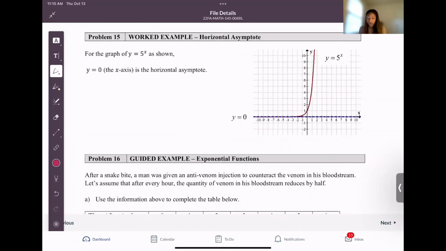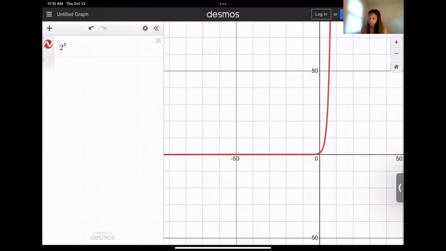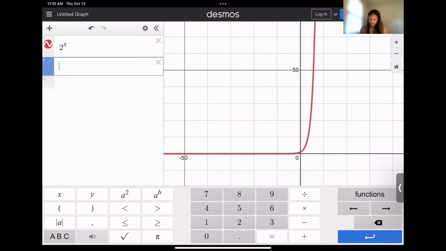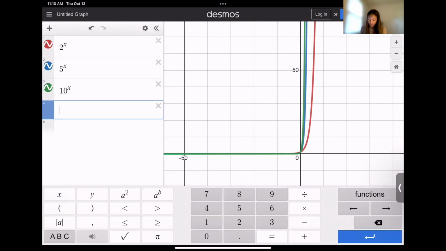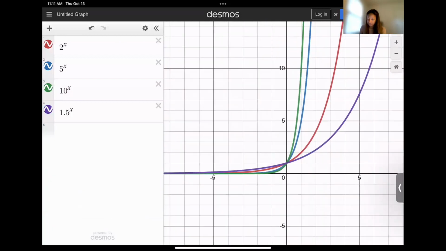15 is a worked example, just showing us another exponential function. Actually, I want to go to Desmos really quickly. We have 2 to the x in here graphed. What if we look at different growth functions? 5 to the x, 10 to the x. What's another one I can do? 1.5 to the x. And I'm going to zoom in here so you can see these a little better.